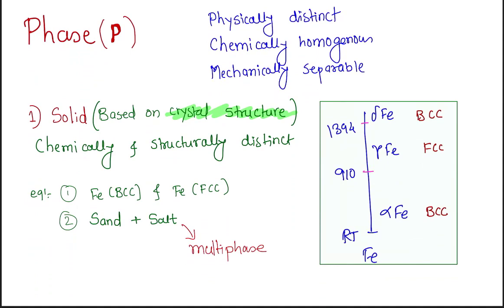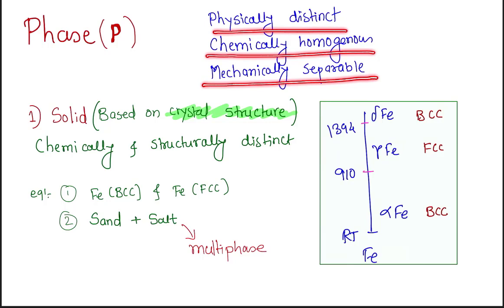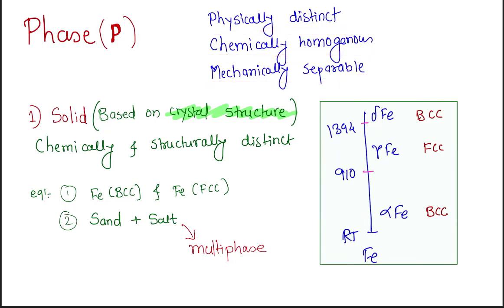The definition of a phase is that it should be physically distinct, chemically homogeneous, and mechanically separable. If these conditions are satisfied, we can call it a phase. For example, if we take water, we have three phases: one is liquid, one is solid, and one is gas. These three are physically distinct.